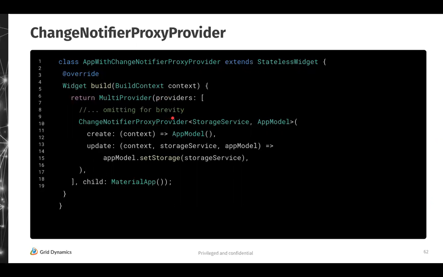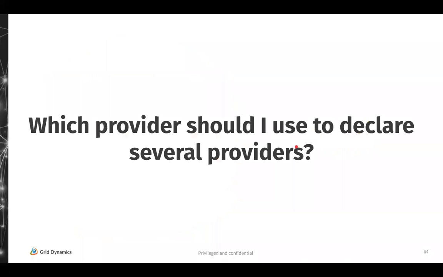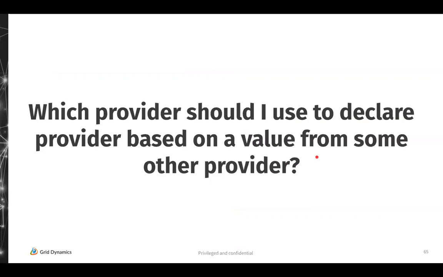And this is it with the topic of integration of our storage for today. And we've got our last final quiz regarding the topic, which consists of only 2 questions. Which provider should I use to declare several providers in my Flutter application? Multi-provider, right, good. And the final one, which provider should I use to declare provider based on a value from some other provider?